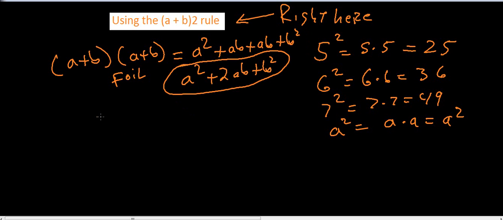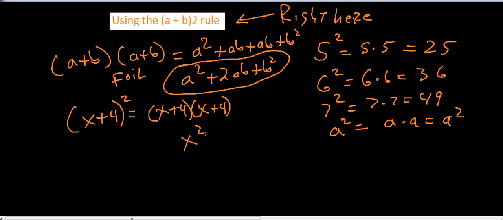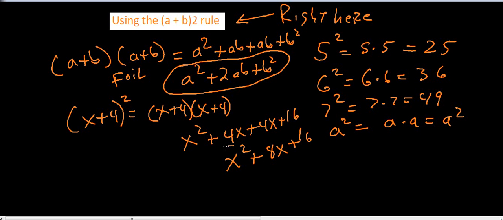So when you see a problem, say like x plus 4 squared, you can still FOIL it. You do x plus 4 times x plus 4, and that would get you x squared plus 4x plus 4x plus 16, which would be x squared plus 8x plus 16. Nothing wrong with doing it that way. It's always going to work.